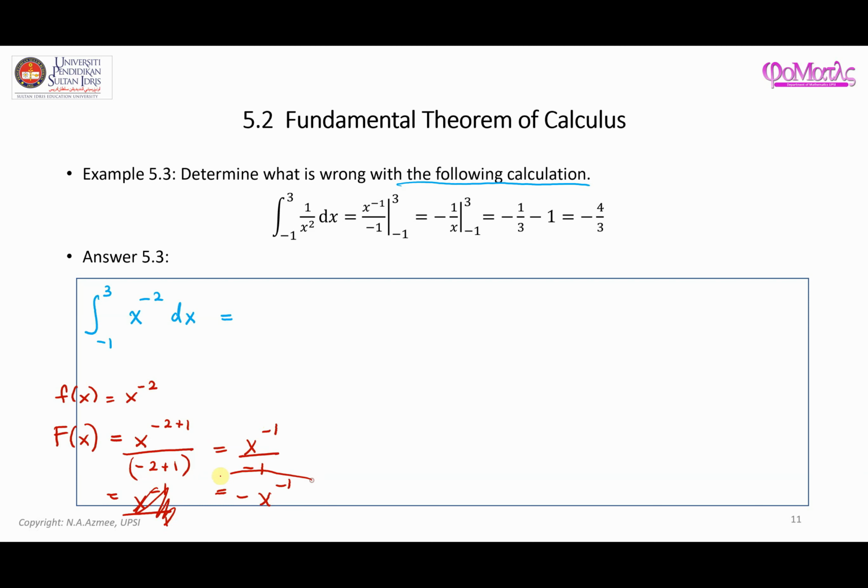Now if you differentiate this function, negative 1 is a constant, you can take it out. So if you differentiate x to the negative 1, it will be negative 1 times x to the negative 2, and you multiply by negative 1, you get positive, which becomes x to the negative 2, which is what you have over here. So now we know that the antiderivative for this function is this one.